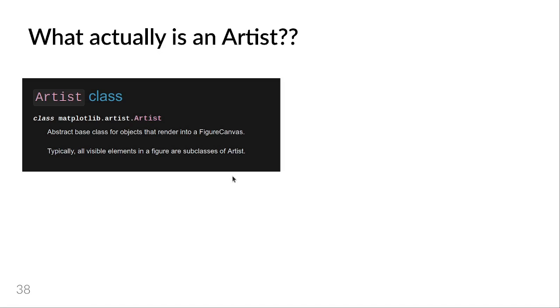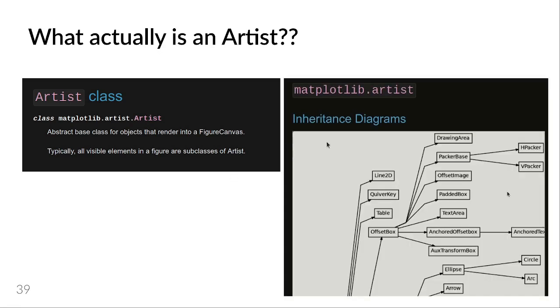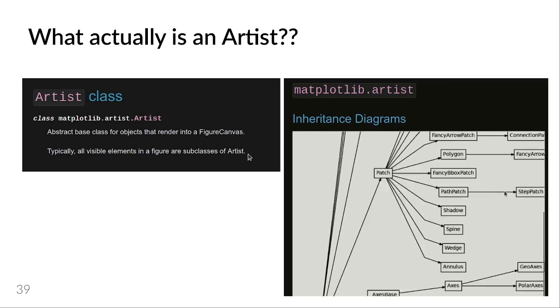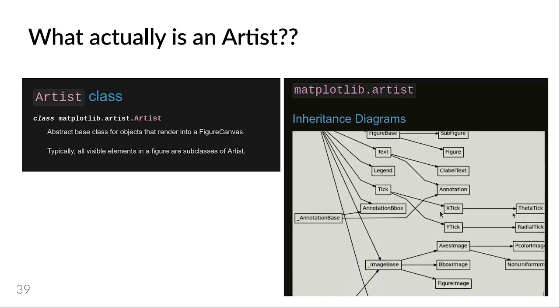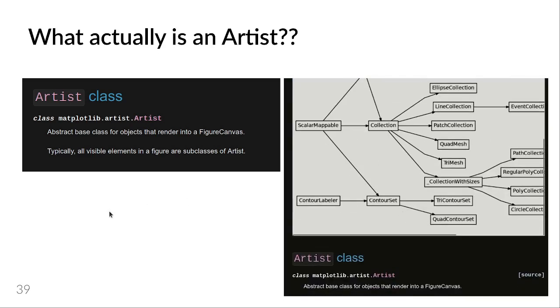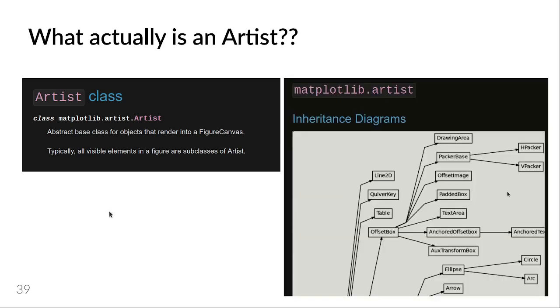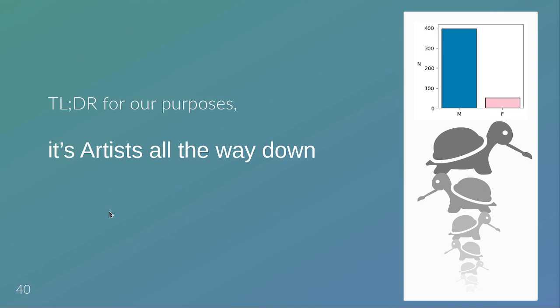And I was trying to understand this inheritance diagram for the artist class. You can see the artist class here, and there's just so much complication and so many different things that an artist can be. So long story short, for our purposes, it's artists all the way down. Again, most of the time you'll be interacting with artists.